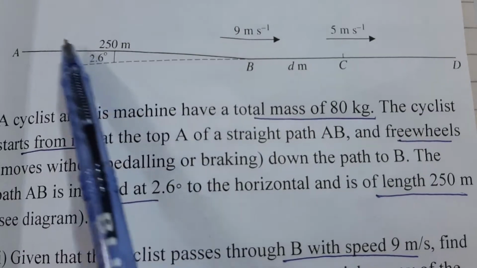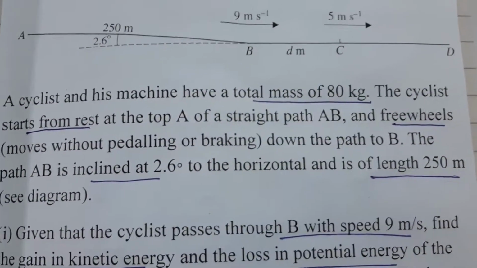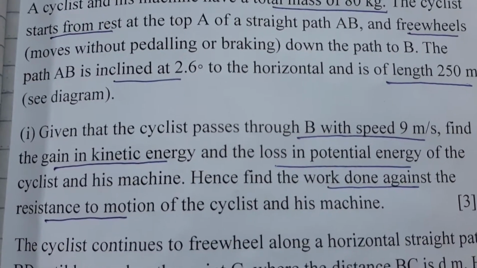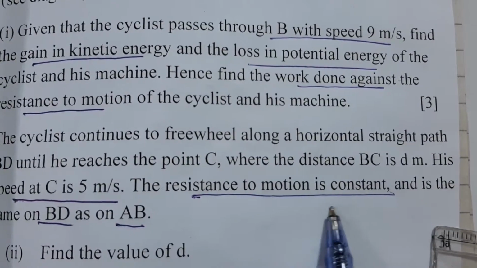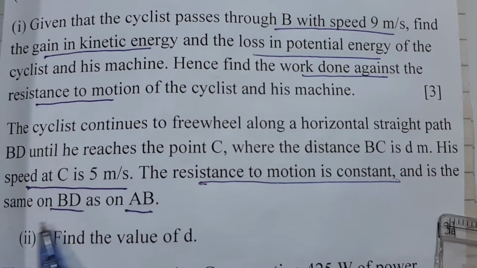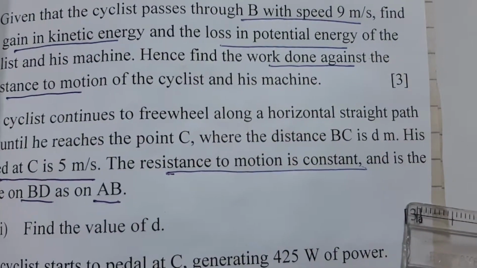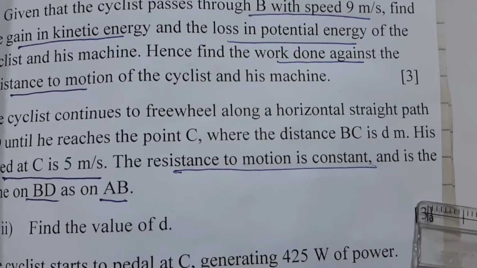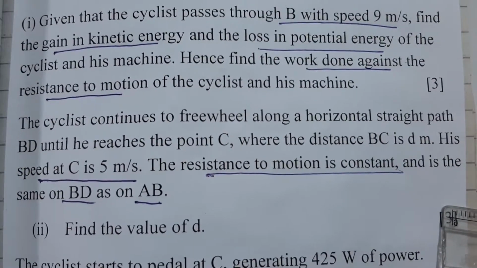And the question is also saying that the frictional force remains the same throughout, right? It is written here in the question. Let me show you. Yes, the resistance to motion is constant, same on BD as on AB. So throughout the motion of the cyclist, the resistance to motion is the same, and we have to find the value of D. So this is part number 2. Let's do part 2.